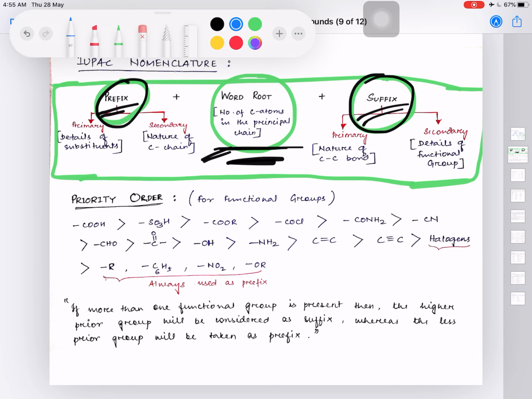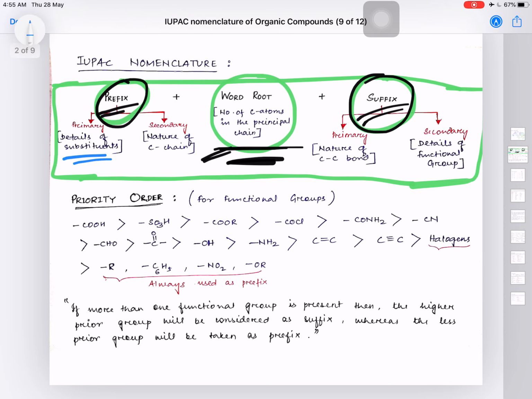This prefix is also subdivided into two parts: one is primary and the second one is secondary. The primary prefix tells us about the substituents, such as the position and number of substituents. The secondary prefix tells you about the nature of the carbon chain, meaning whether it is an open chain or a closed chain. If you have a closed chain, then we use the prefix cyclo, and if it is an open chain, then we don't use any prefix.